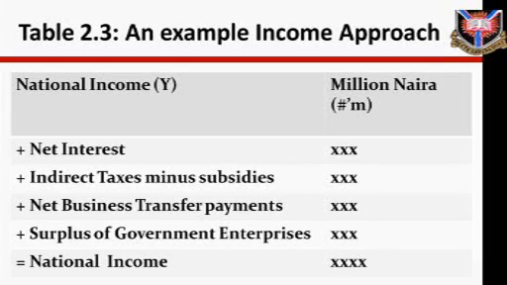6. Indirect taxes minus subsidies. These include taxes such as sales tax, license fees, custom duties, etc., less subsidies that the government pays for which it receives no goods and services in return. The value of indirect taxes minus subsidies is therefore the net income received by the government. 7. Net business transfer payment. These are the net transfer payments by businesses to others and are therefore the income of others. 8. Surplus of government enterprises. This is the income from government enterprises.